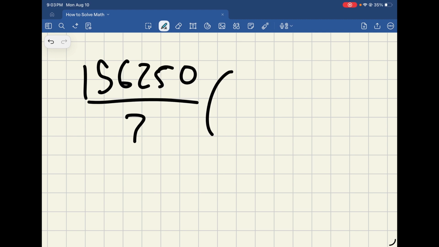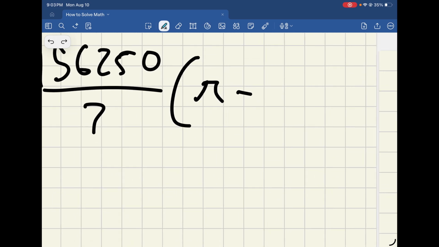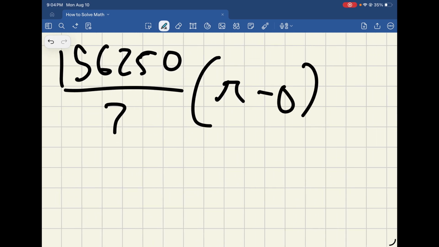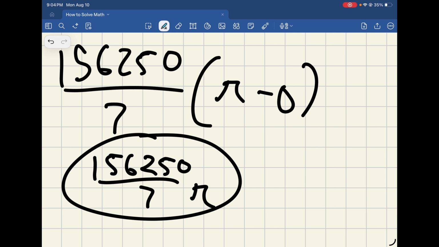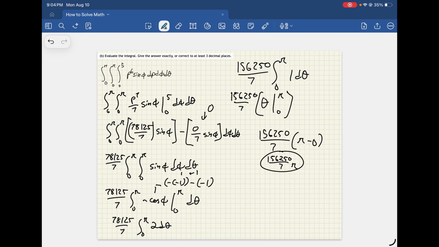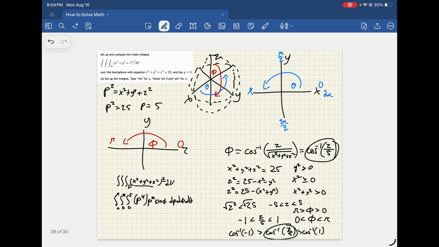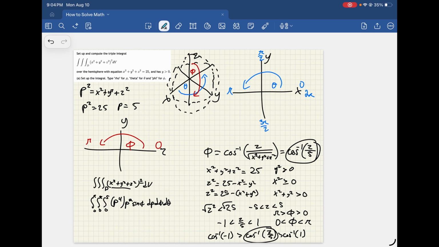But this would just be pi minus 0, which is just the final answer of 156,250 over 7 pi. And I worded that incorrectly. It's 156,250 pi over 7. And yeah, that is how you set up the integral and solve it.